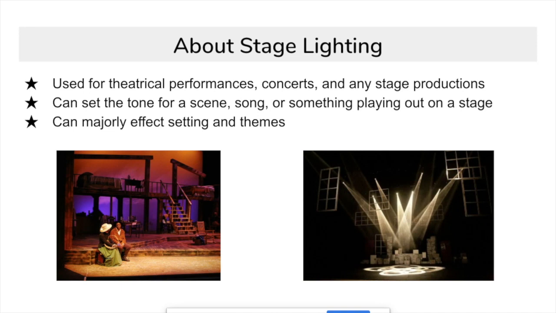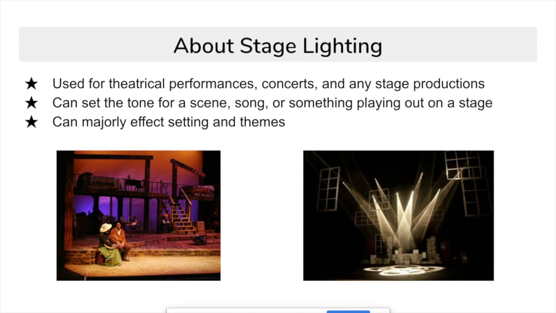But specifically for theater, it really sets the scene, the tone for a scene and something playing out on stage, and it probably is one of the most effective ways to show what's going on in a scene besides a set. So for example, on the picture on the left, they're obviously portraying a sunset on the back screen, which would be harder to portray without lighting. And they focus the lighting more downstage, where the people are sitting, to really bring attention to them. And they cast shadows on the set in the back to also give the effect that it is the sunset.